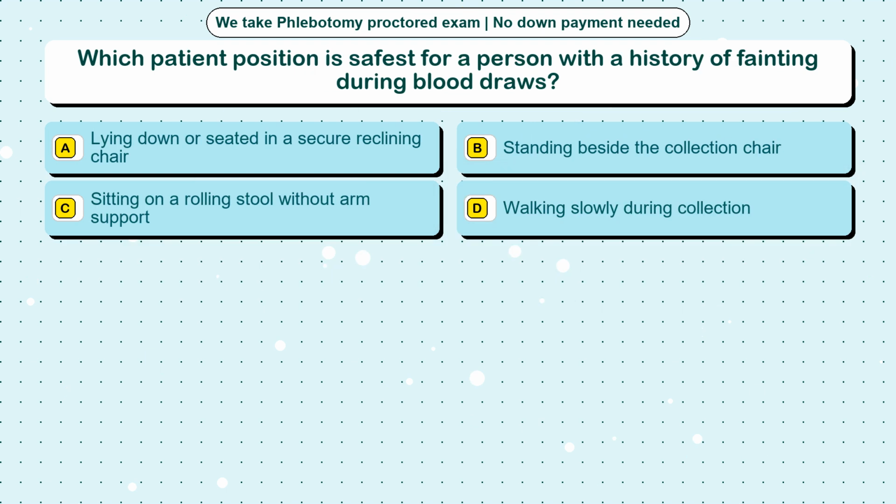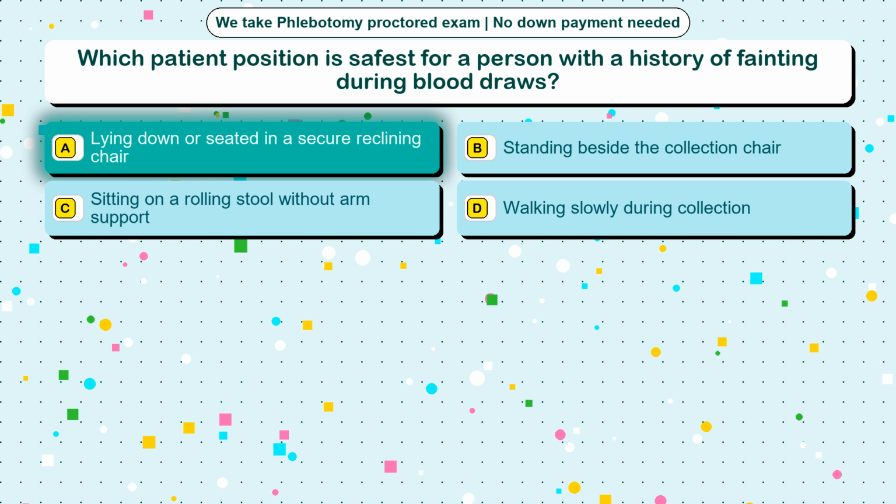Question 21. Which patient position is safest for a person with a history of fainting during blood draws? Option A, lying down or seated in a secure reclining chair. Option B, standing beside the collection chair. Option C, sitting on a rolling stool without arm support. Option D, walking slowly during collection.